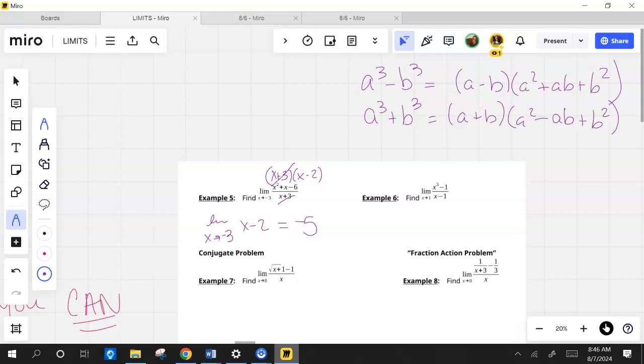That's the formula for your difference of two cubes if you forgot it. Or sum of two cubes if you forgot that. Has your same sign, change, plus. Which rule? Yes. Perfect. Can you plug in now? Yes. What do you get?